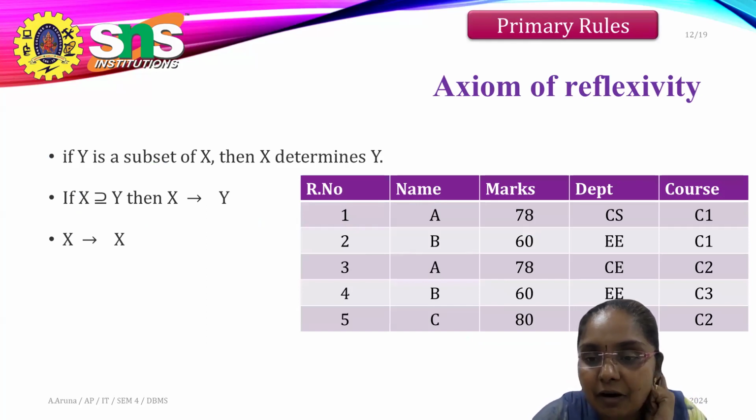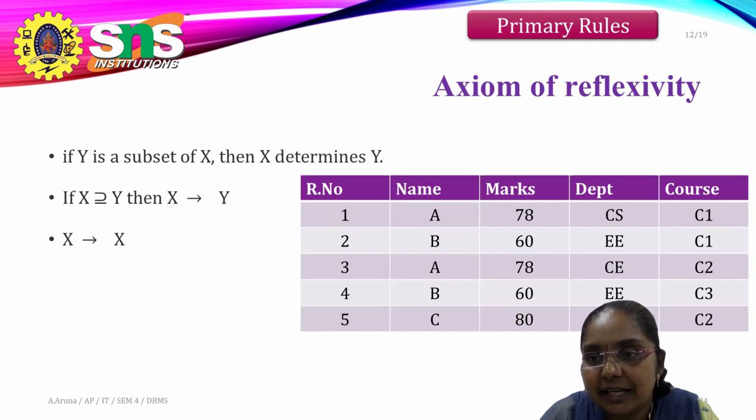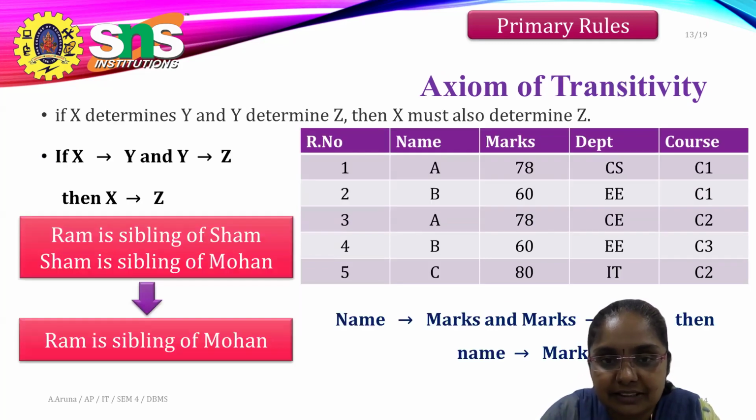For example, here you have roll number, name, marks, department, and course. Each individual attribute can determine itself. This type of property we call the axiom of reflexivity. For example, roll number can determine roll number, name can determine name, marks can determine marks, department can determine department, and course can determine course. These are the examples of the axiom of reflexivity.